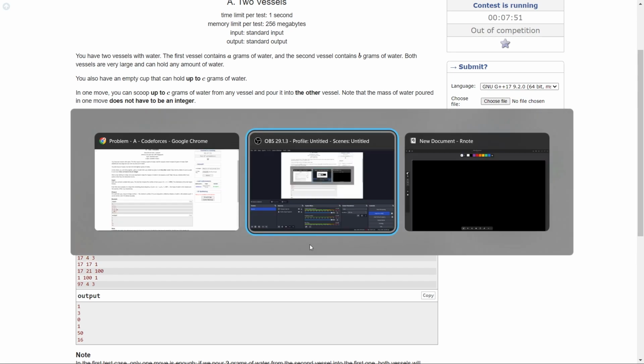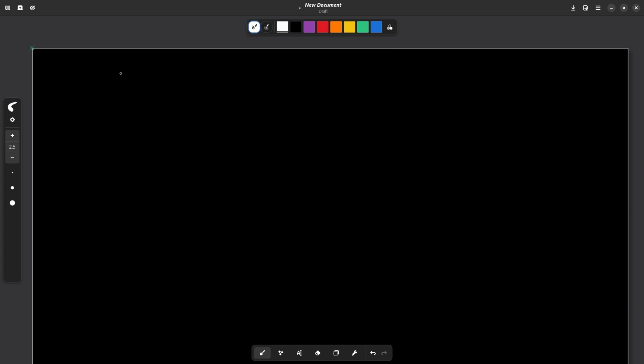So this problem is very straightforward. For example, this contains A grams of water, this contains B grams of water. These are 2 different vessels, and there is one cup that we have, and it has a maximum capacity of C. Now this might have some water in it, and this might also have some water in it. Now we want to make the water in both of the vessels equal. So first of all, we can calculate the difference between the two. If I calculate absolute of B minus A, this is going to be the difference between the 2 vessels. Now let this be equal to dx.